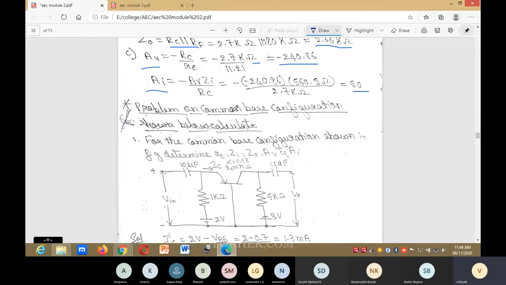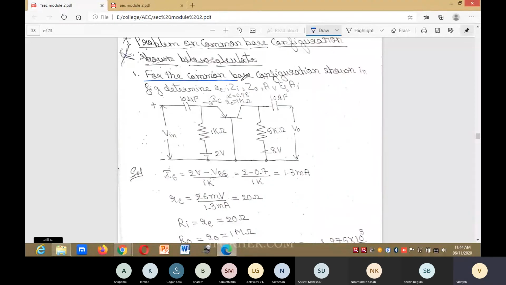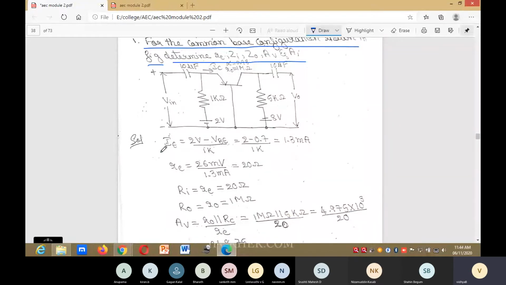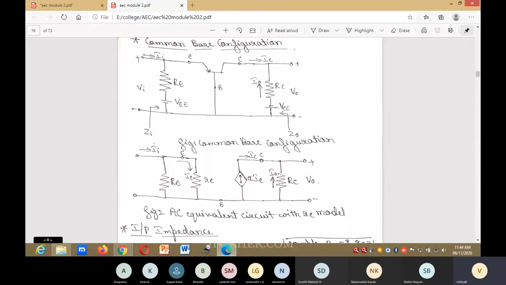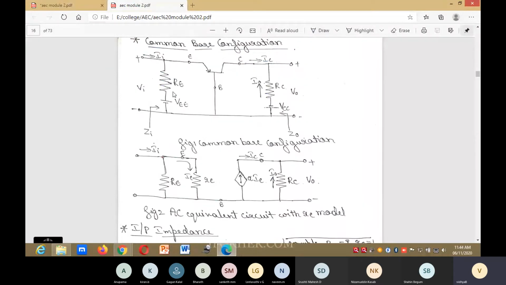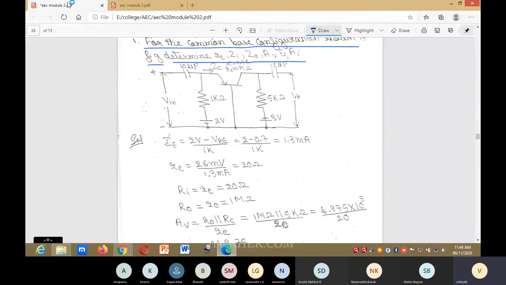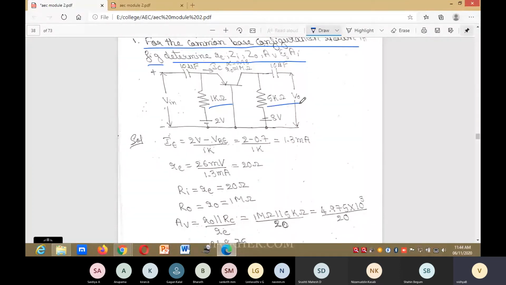Next, problem on common base configuration. For the common base configuration shown in the figure, determine re, ZI, Z0, AV, AI. Same thing they have asked. This is the figure, they have given the diagram. First, we should know the common base configuration circuit. This is the circuit of common base configuration. You need to compare. This is RE, and you can observe this is RC.